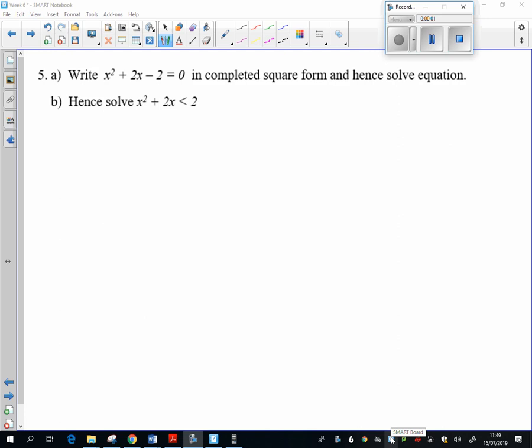Right, so we're solving quadratic inequalities again. Part A has specifically asked me to write it in completed square form. Okay, so let's write the quadratic out. So that's going to be x plus 1 in the bracket, so I halve that. And then I have to subtract 1 squared, which is just 1.